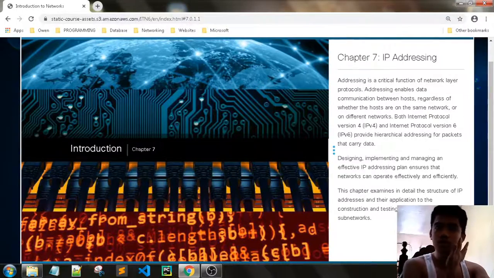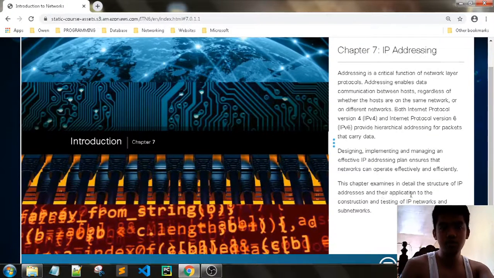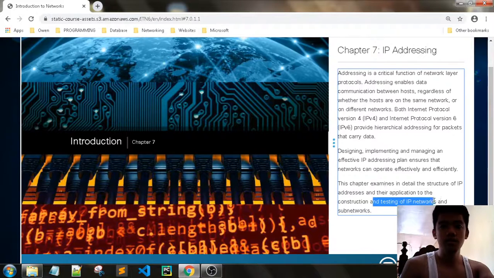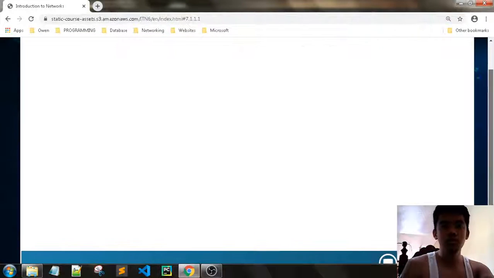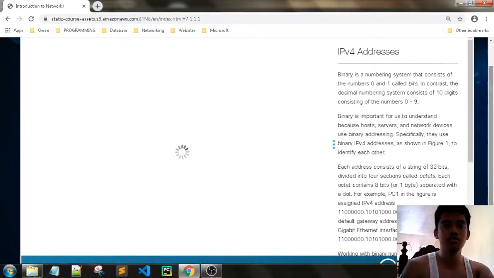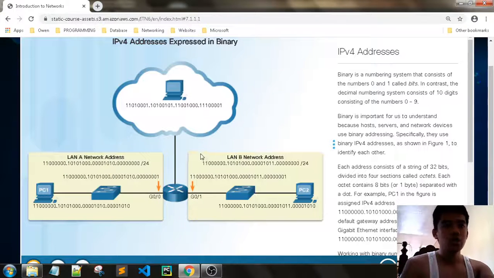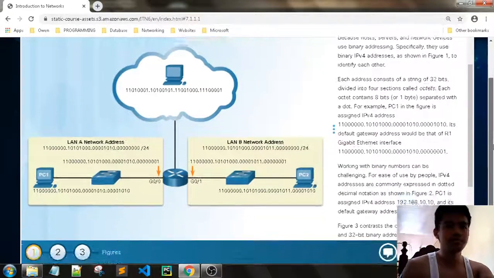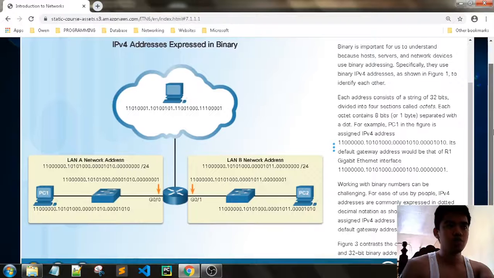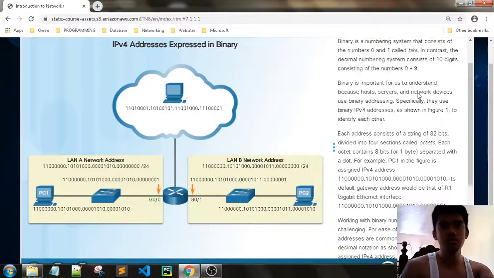So today we will be reviewing chapter 7 of CCNA1, IP addressing. This chapter examines in detail the structure of IP addresses and their application to the construction and testing of IP networks and subnetworks. So let's see the class activity: IPv4 addresses. So what is it?